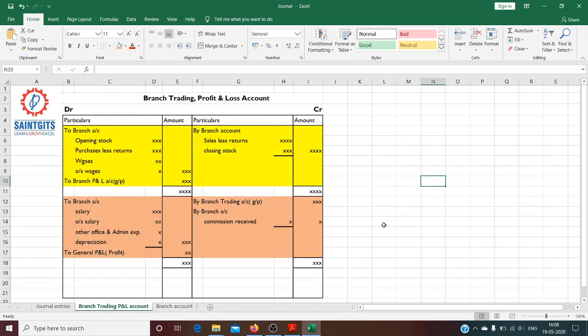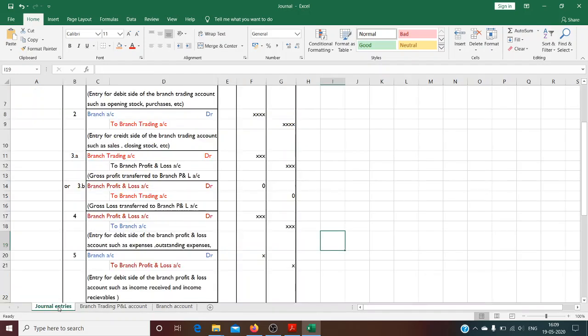Now coming to the last part, that is getting profit or loss. Here we are just assuming that our firm is having the profit amount, so we have to consider the entry related to the profits. When the branch is having the profit, the entry will be branch profit and loss account to general profit and loss account. So whatever may be the net result, that net result should be transferred to general profit and loss account of the head office.